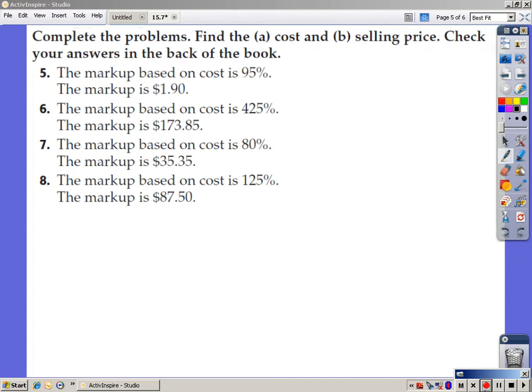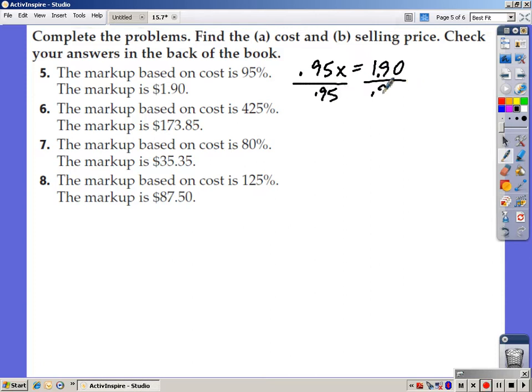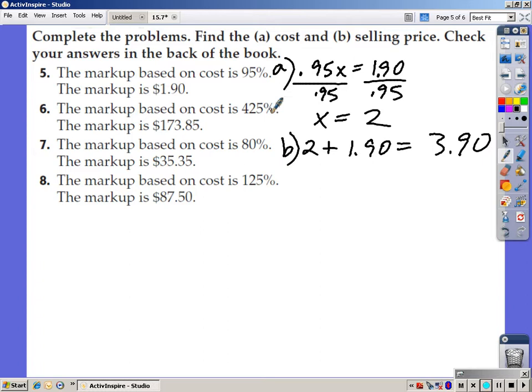The markup based on cost is 95%. The markup is $1.90. So we set it up 0.95 x equals $1.90. Divide both sides by 0.95. And you get x equals 2. Okay? So now just take 2 plus $1.90 and you get $3.90. That's part B. This is part A.